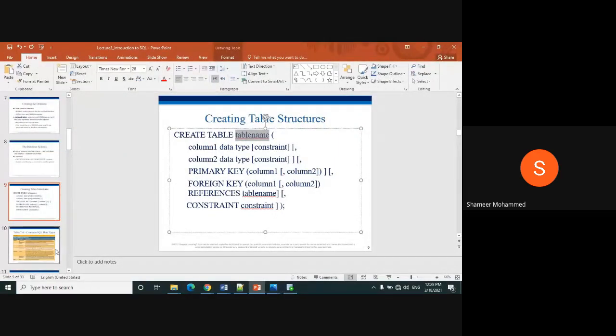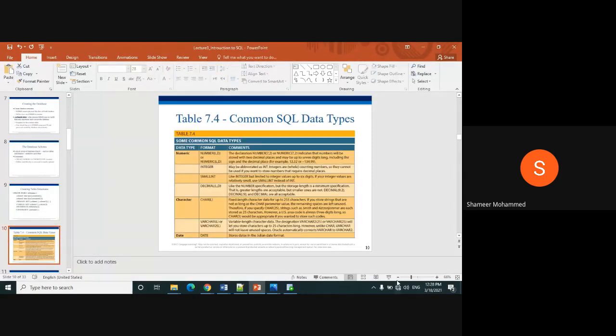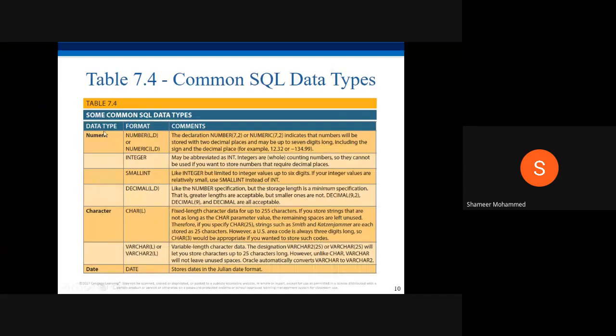Okay. Like in Java, you have integer, string, character, decimal. Like that, you have the data types in Oracle also. The three basic data types are numeric, character, and date. Date means you are storing your date of birth. If you store that, you use this data type, date.